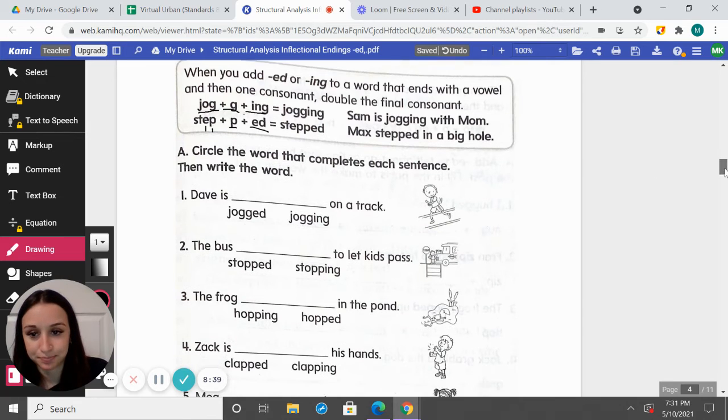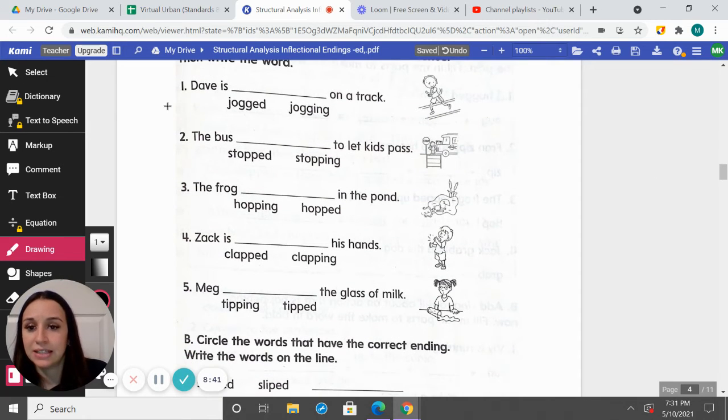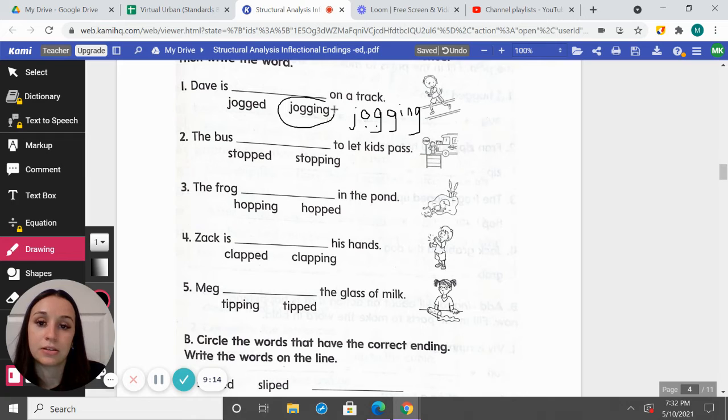So let's give this a practice. Number 1 says, Dave is jogged or jogging on a track. Well, we're talking about presently, right now. So we know that's ing. Ooh, but we just kind of talked about this. We started with our root word, jog. But we see that it ends with a vowel and then a consonant. So we double that consonant. And then since we're talking about right now, we just add ing. So we get jogging.